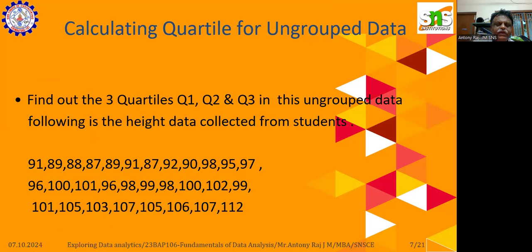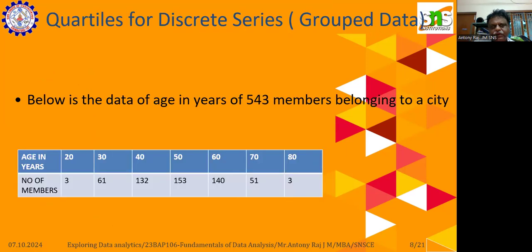Similarly, we can work out one more sum to find the quartiles Q1, Q2, and Q3 in this ungrouped data in a similar manner. This is the height data of a set of students, so we can find the quartiles Q1, Q2, and Q3. This is with respect to ungrouped data.